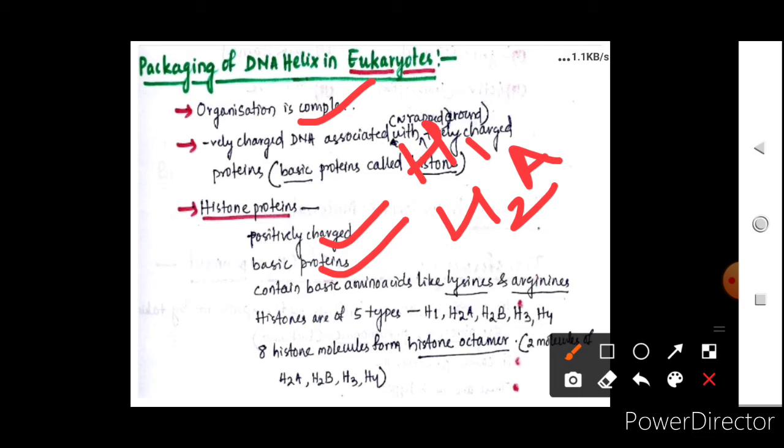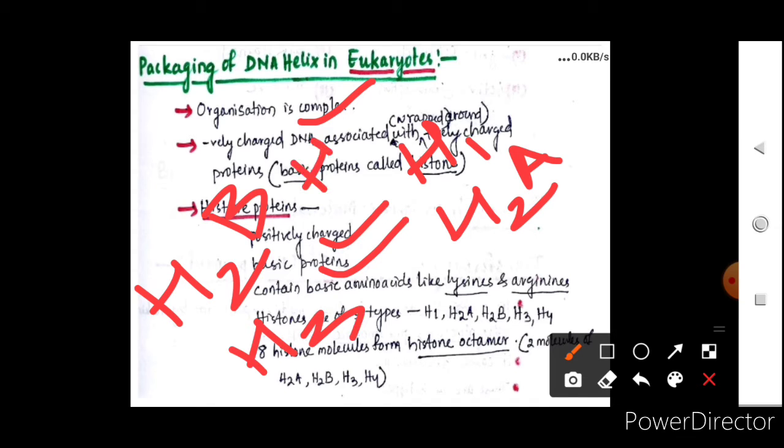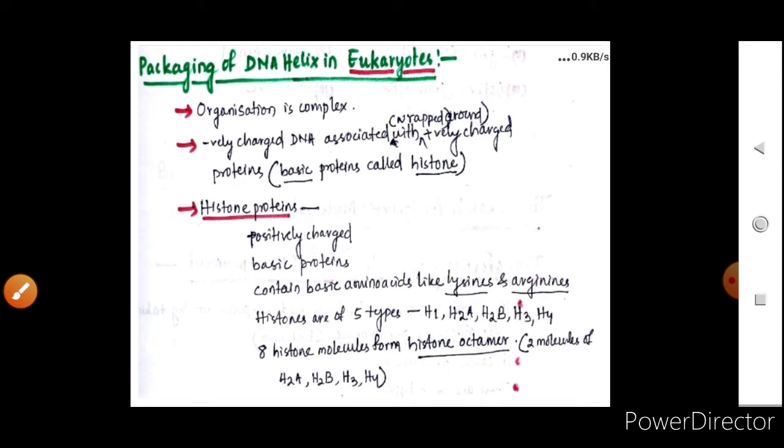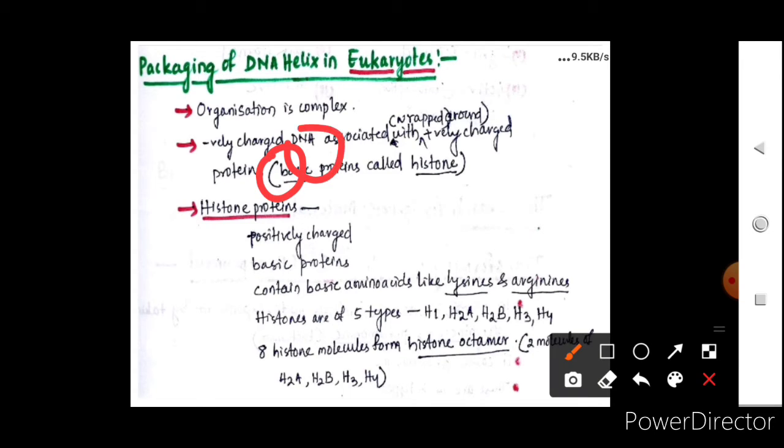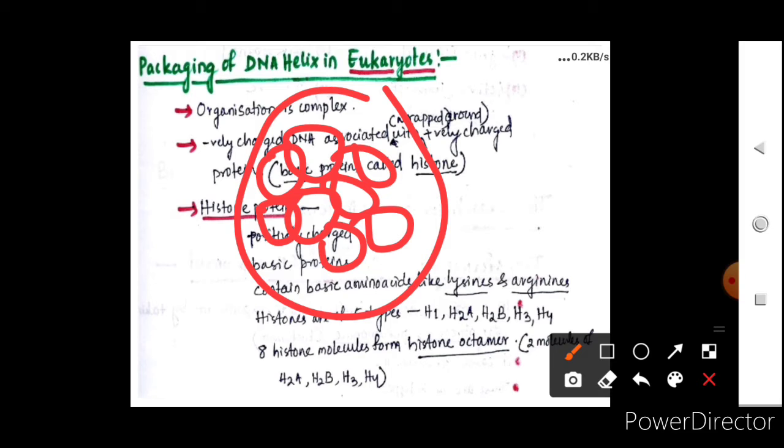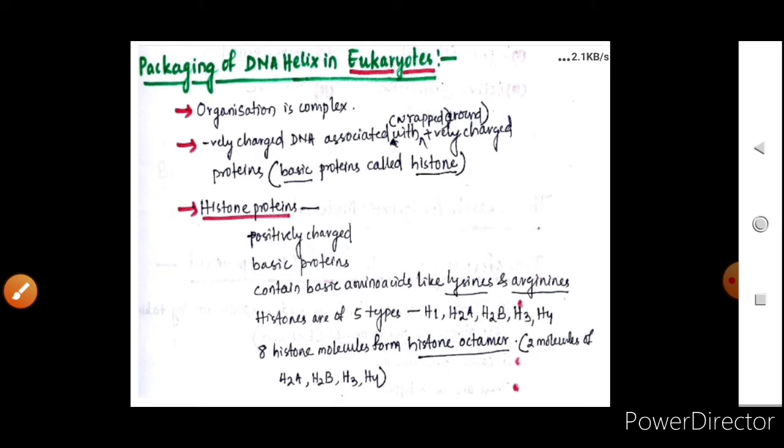Now histones are of 5 types, that is H1, H2A, H2B, H3 and H4. 8 histone molecules are associated with each other to form a histone octamer. So 2 molecules of H2A will be present, 2 molecules of H2B, 2 molecules of H3 and 2 molecules of H4. So the total becomes 4 into 2, that is 8.